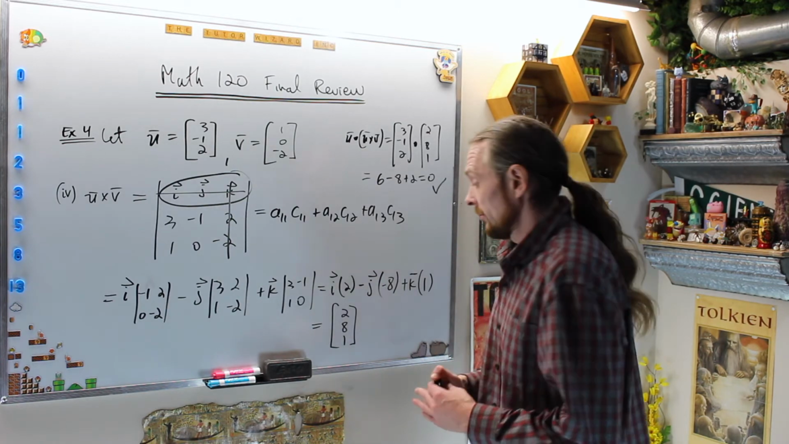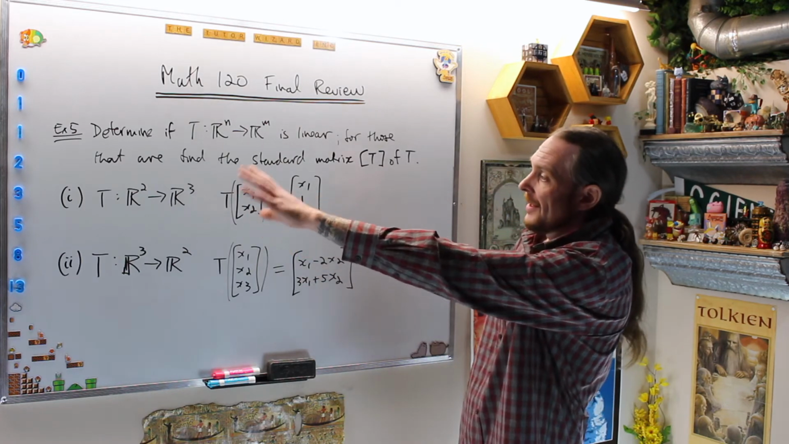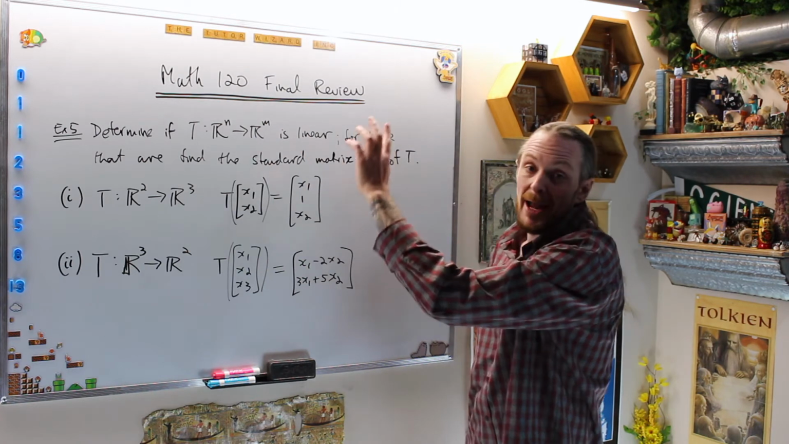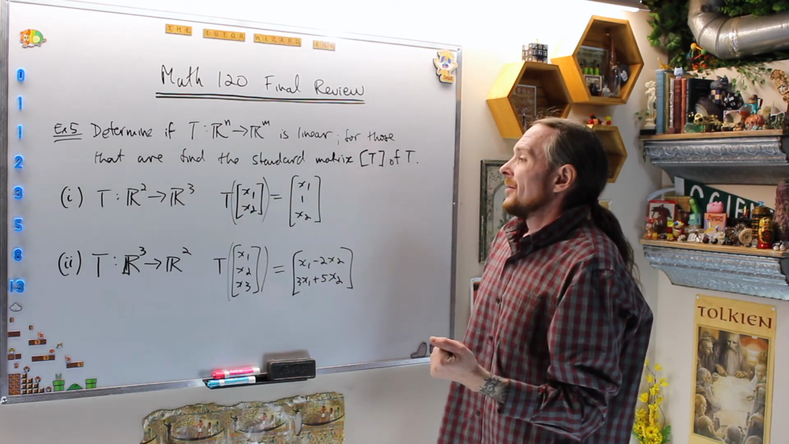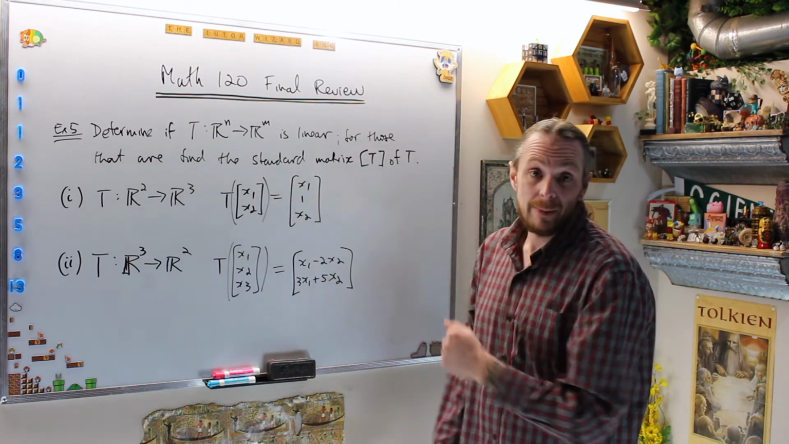Next question. For number 5, we're going to look at each of these transformations from Rn to Rm, whatever dimensions they are, and determine whether they're linear or not. For those that are linear, they want us to find the standard matrix for that transformation.